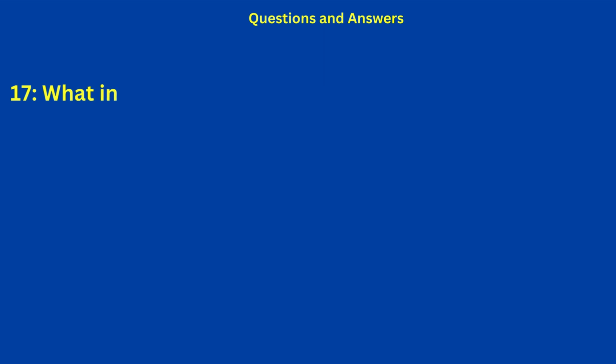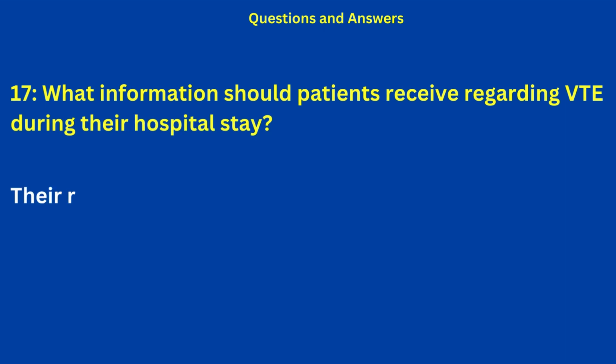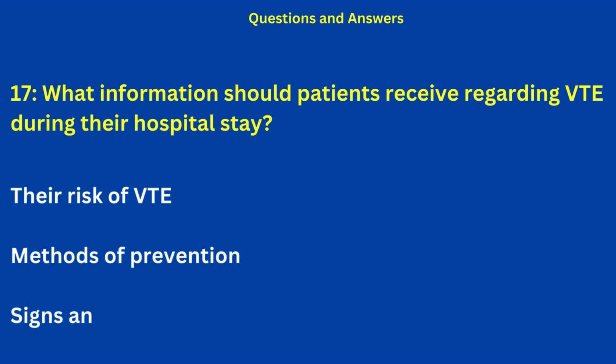Question 17. What information should patients receive regarding VTE during their hospital stay? Patients must be given written and verbal information on their risk of VTE, methods of prevention, and signs and symptoms of DVT and pulmonary embolism upon admission.